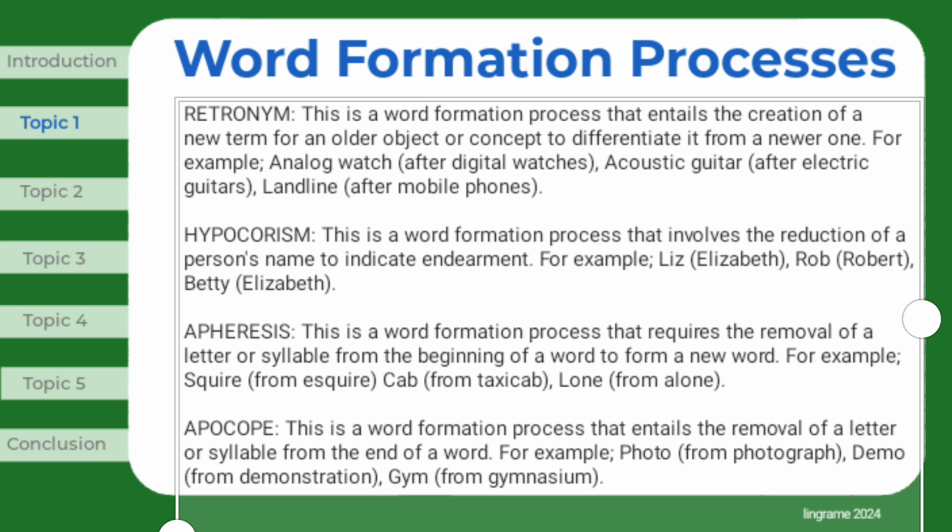Aphesis. This is a word formation process that requires the removal of a letter or syllable from the beginning of a word to form a new word. For example, squire, from esquire; cab, from taxicab; loan, from alone.